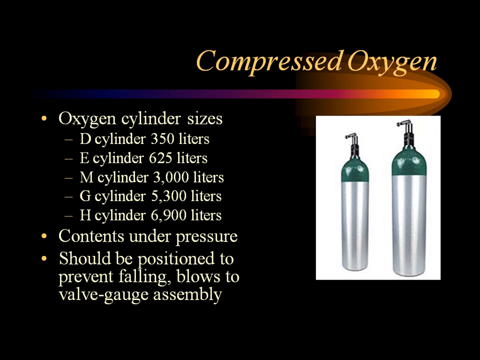There are different oxygen cylinder sizes, and, of course, other gases like helium also come in different bottle sizes. There are D cylinders, E cylinders, M cylinders, G cylinders, and H cylinders. Usually what we use in EMS is the M and D cylinder. Those are the two most commonly used.